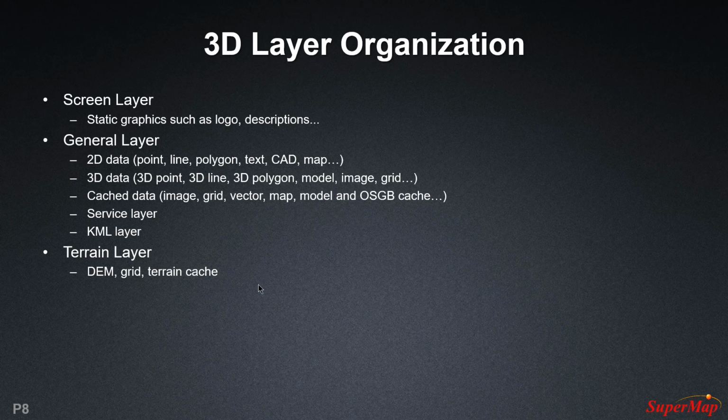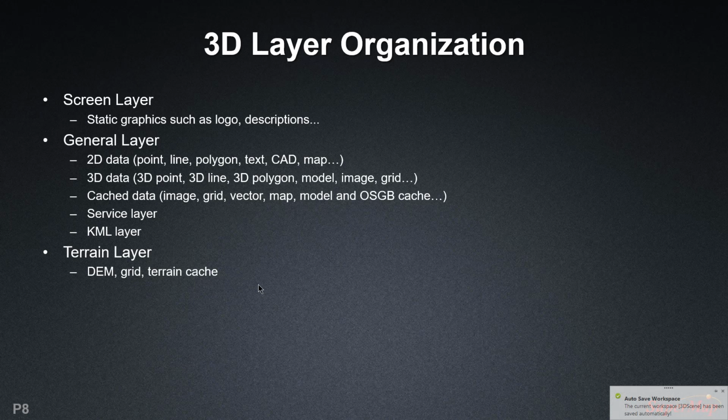The first thing is a screen layer, which contains static graphics such as logo, descriptions, text, etc. Now the screen layer is static. That means that it does not change with the other layers of the 3D scene. So even if you zoom in, zoom out, tilt, or pan a 3D scene, the static screen layer is going to stay right where it was originally.